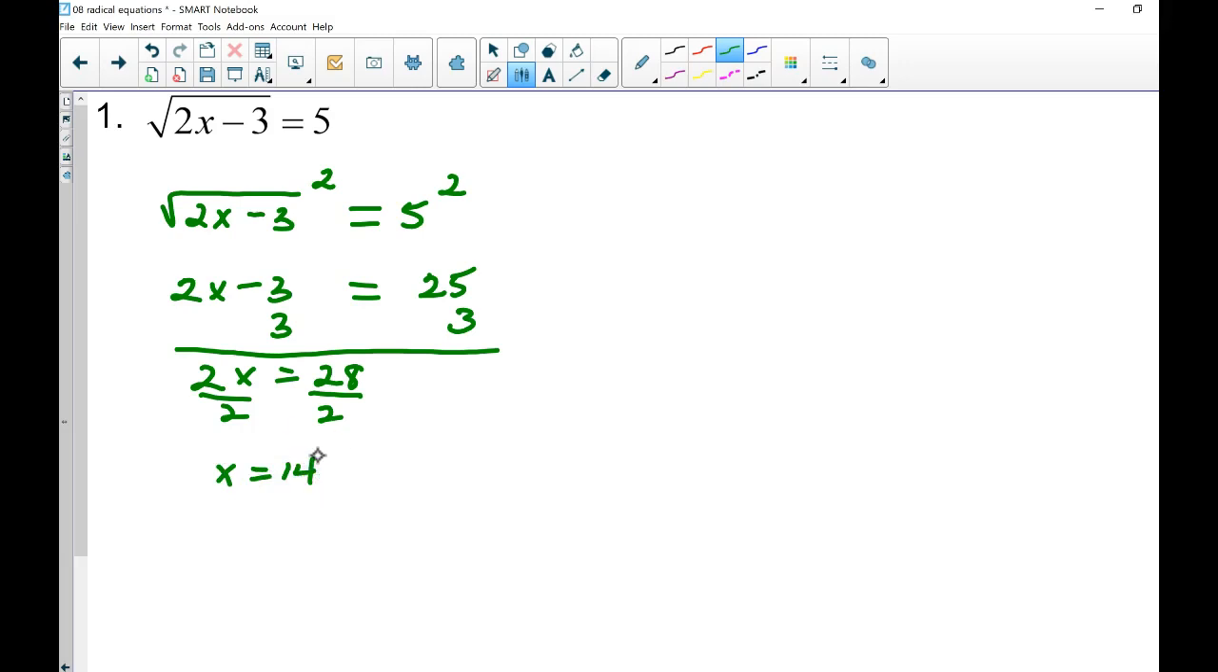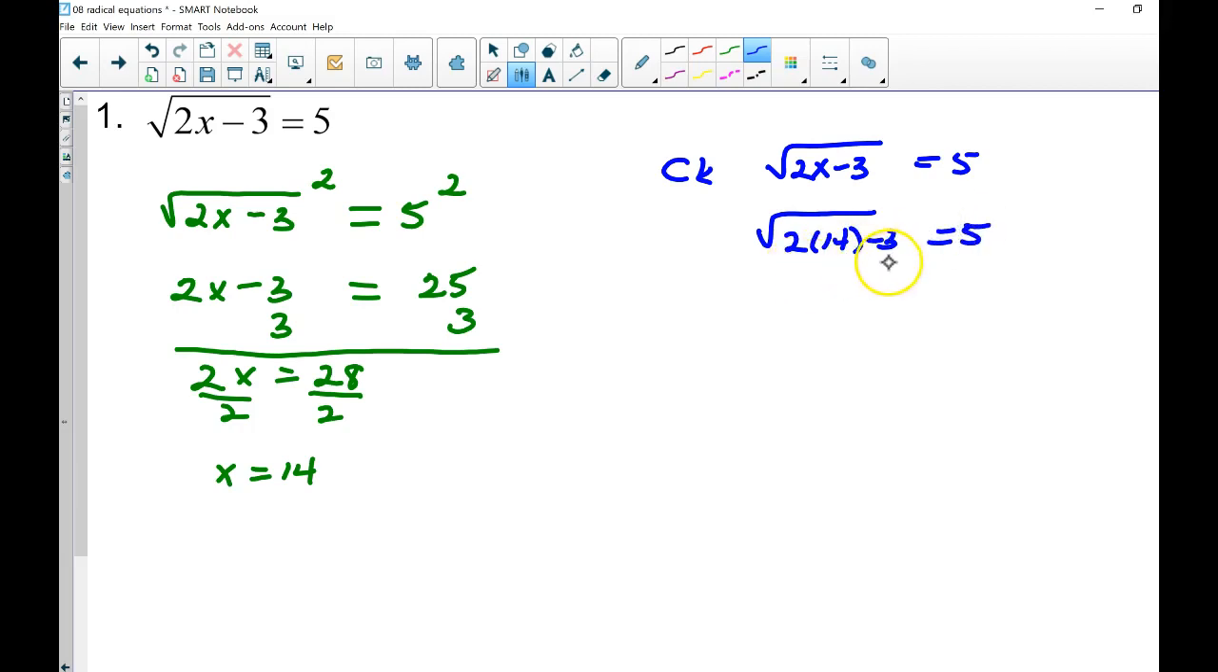But we need to check this equation, so we're going to check in the original. Wherever you see an x, you're going to replace it by 14. We get 28 minus 3, which is 25. And yay, it works. We put the final answer into brackets.